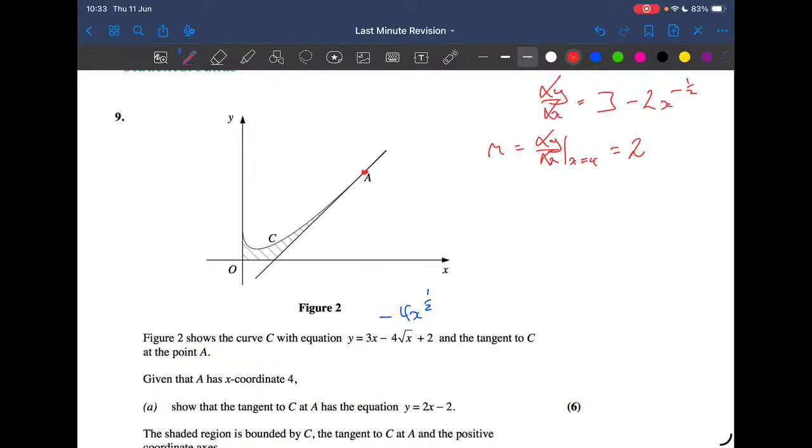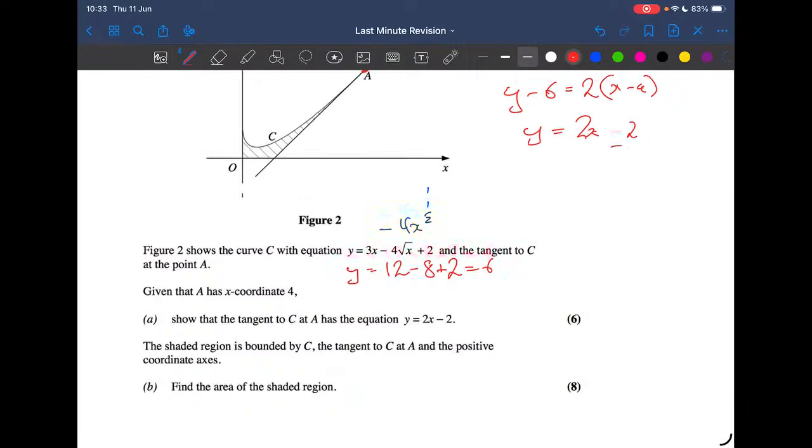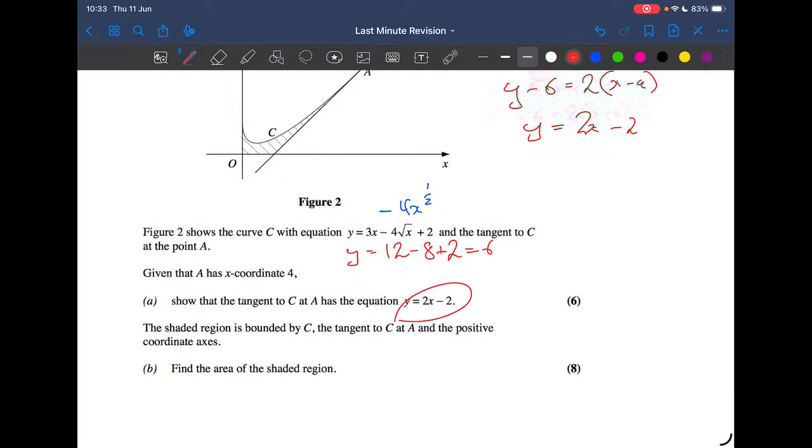We still want the y coordinate as well. So y is going to be 12, take away 4 times 2 is 8, plus a 2, should be 6. So we've got y minus 6 equals 2 lots of x minus 4. And y therefore should be 2x, that'd be minus 8 plus a 6, minus 2. Lovely. 6 marks.